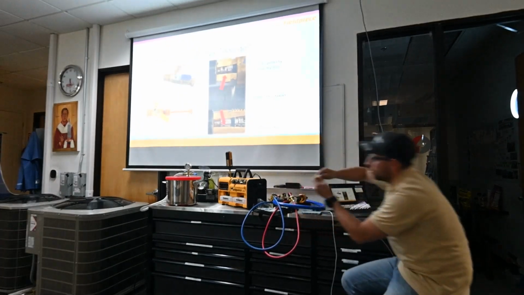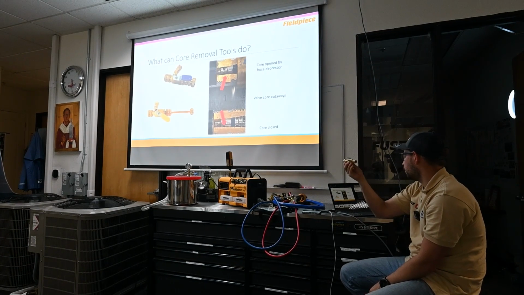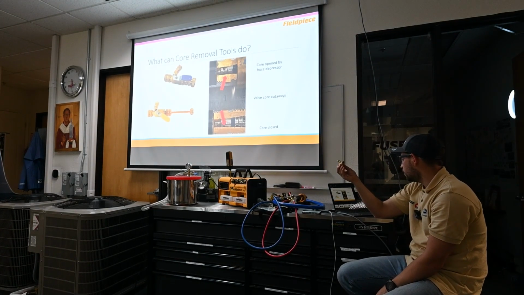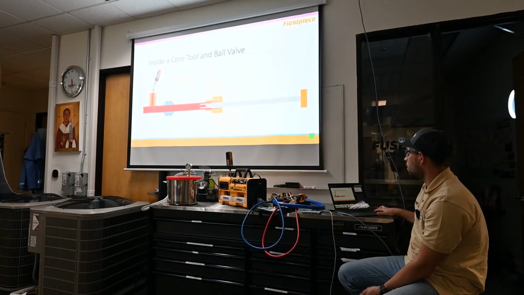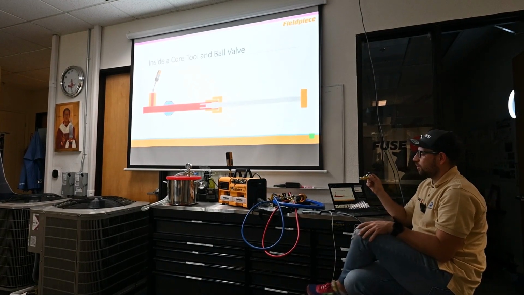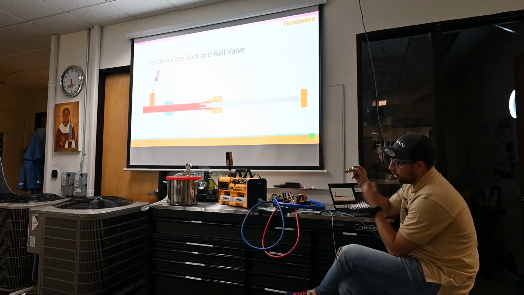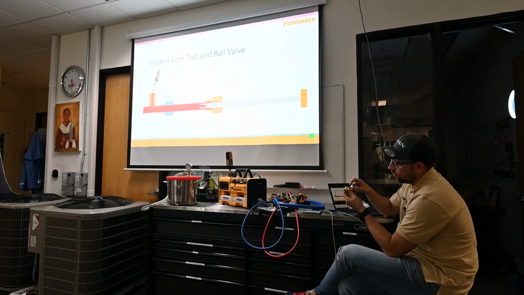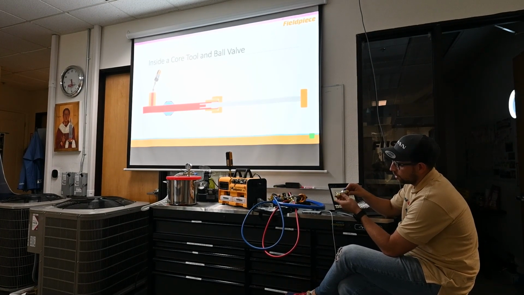This one is a core removal tool. Valve core removal tools are universal, the first and last tool for many aspects of servicing a refrigerant system. This is how it works inside a core removal tool. You need to put this tool on any valves on any condenser unit.